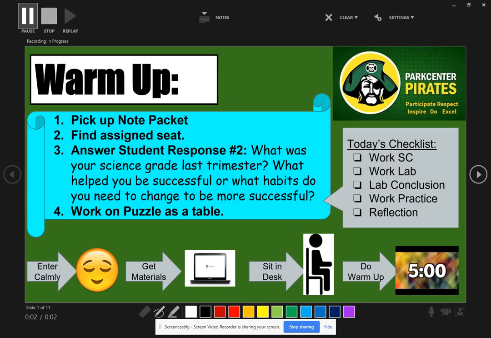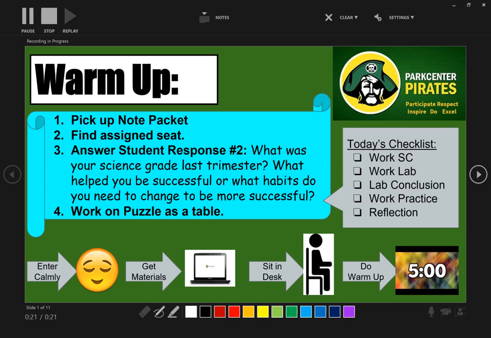Today you should have started by picking up a note packet, finding your assigned seat by locating where your table tent is, answering the student response number 2. What was your science grade last trimester? What helped you be successful, or what habits do you need to change to be more successful? And then work on the puzzle as a table.